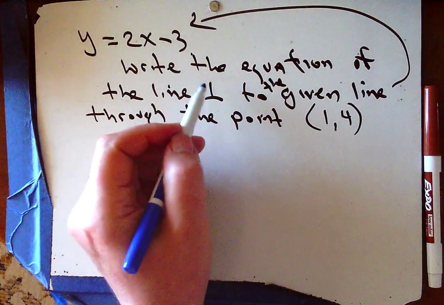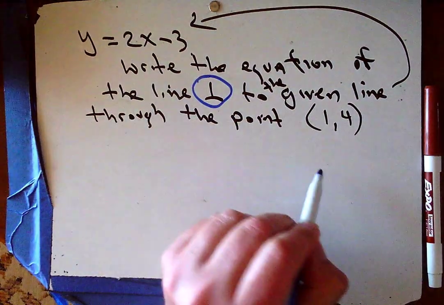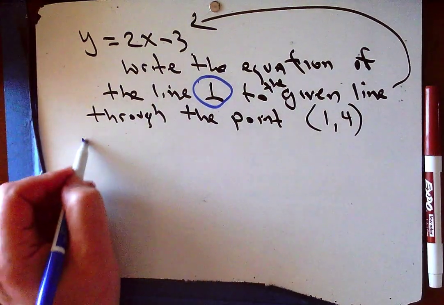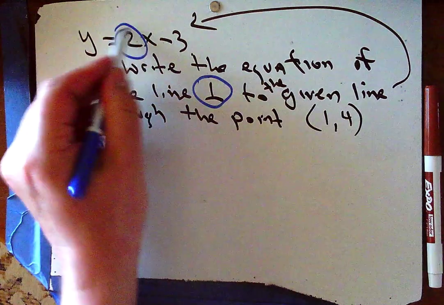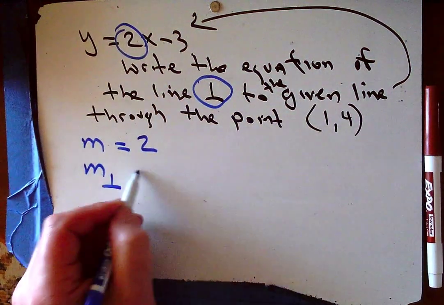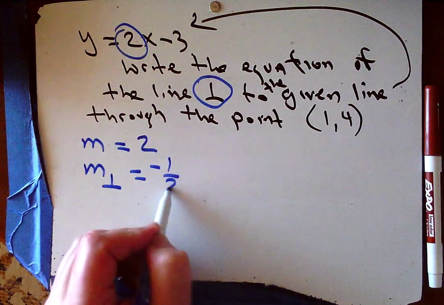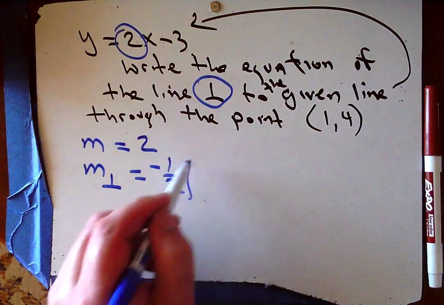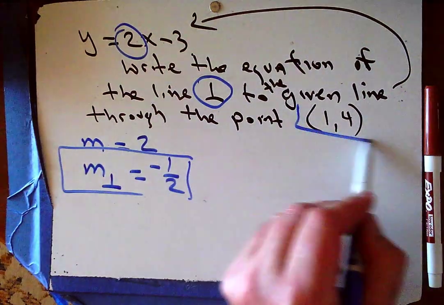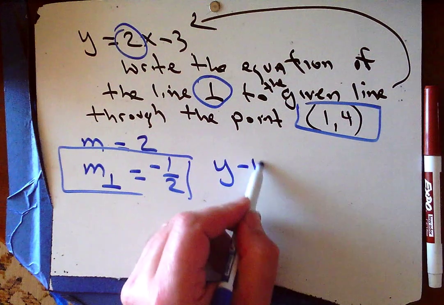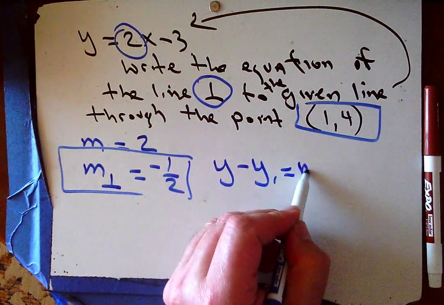Okay, so welcome back. If I want something perpendicular, I need the opposite reciprocal slope. I see the original line has a slope of 2. So my perpendicular line would have a slope of negative 1/2, opposite reciprocal. So using negative 1/2 and the point (1, 4), I'm going to write the equation of the line using point slope form.